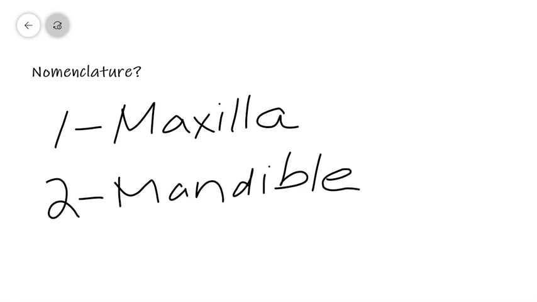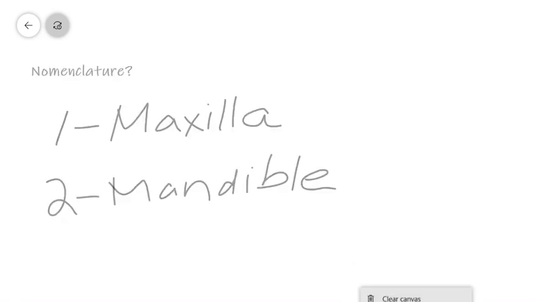So we have two sets of teeth. One set is present in the maxilla, the upper teeth, and the second set is present in the mandible, which is the lower teeth. Together these constitute the total number of teeth. If they are in primary dentition, they are 20, and if they are in the permanent dentition, they are 32. So these are the two sets of teeth that are present in the oral cavity.